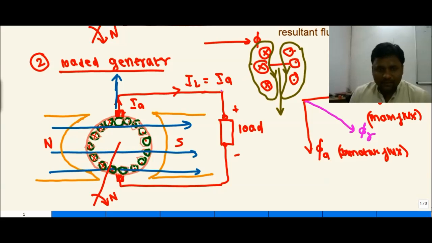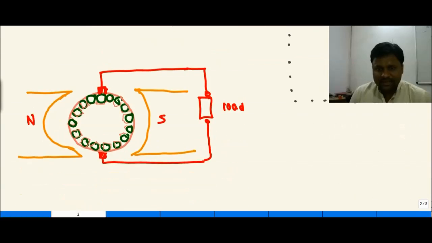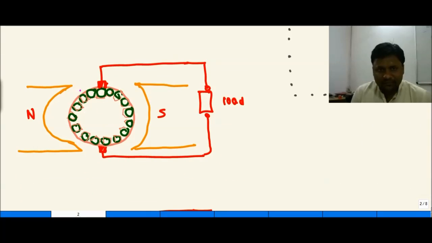So the flux which is coming from north to south, and the flux which is coming from this section, which is called the stator section, interact with each other, and due to this interaction the resultant flux is going to be distorted in this fashion. So in this case we can say that the resultant flux is going to be like this. First we can draw the cross and dot in this section.